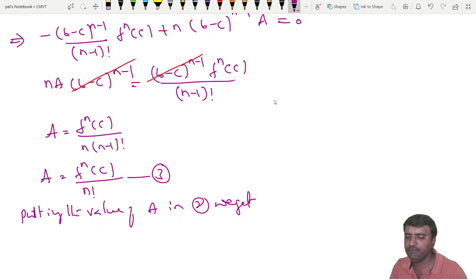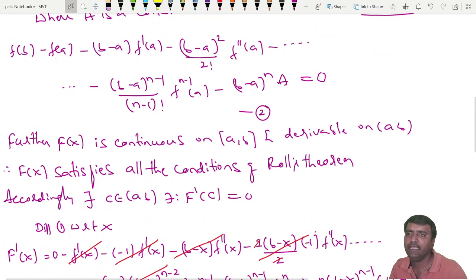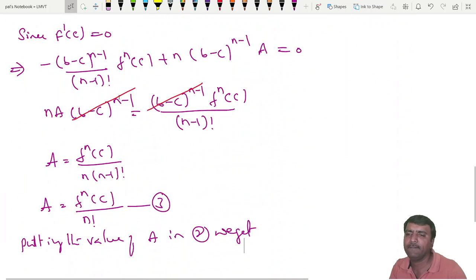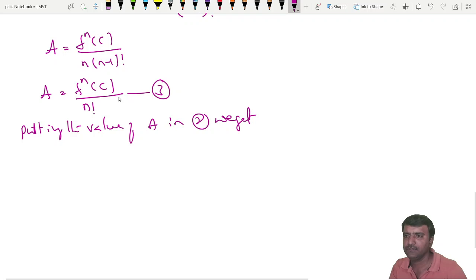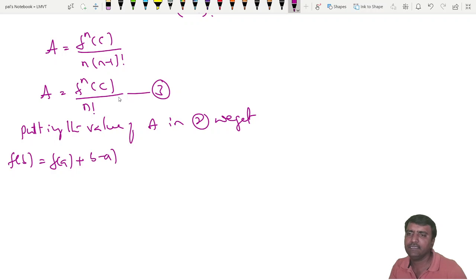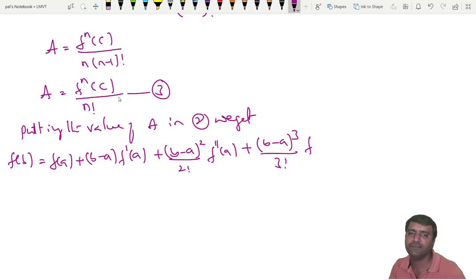we get that. Taking all these terms except the first term and shifting them to the right side, it becomes f of b is equal to f of a plus (b minus a) into f dash of a plus (b minus a) square by 2 factorial into f double dash of a plus (b minus a) whole cube by 3 factorial into f triple dash of a, and so on.